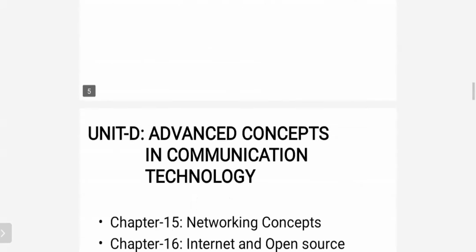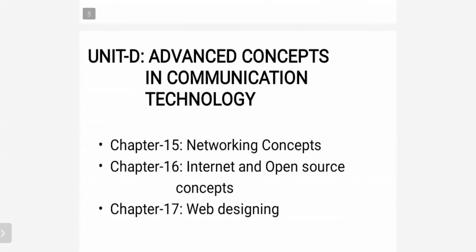Clear? Next we go for the last unit in the second PUC syllabus, unit D. Unit D is advanced concepts in communication technology. This unit has only 3 chapters. These chapters are related to networking, internet and web designing. The 3 chapters of unit D: first one is networking concepts, second one is internet and open source concepts, and third one is web designing concepts.